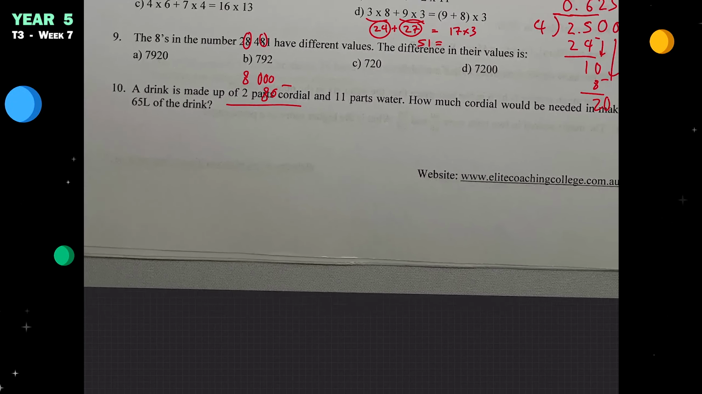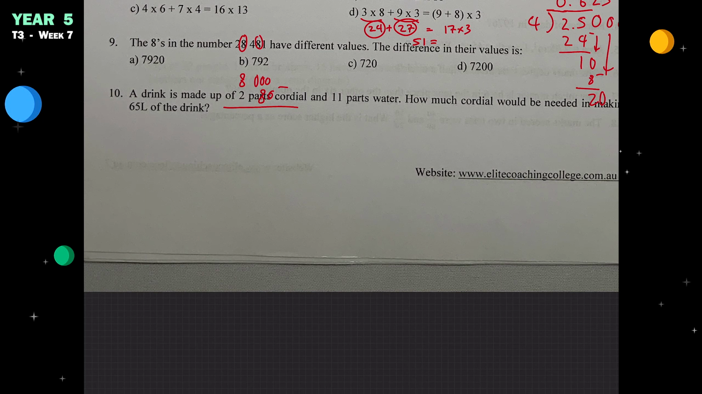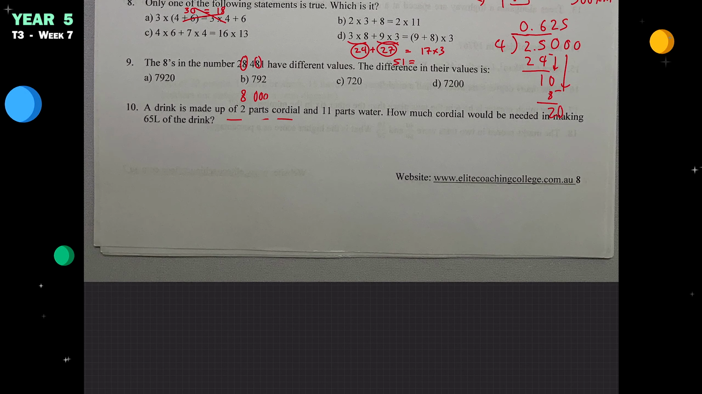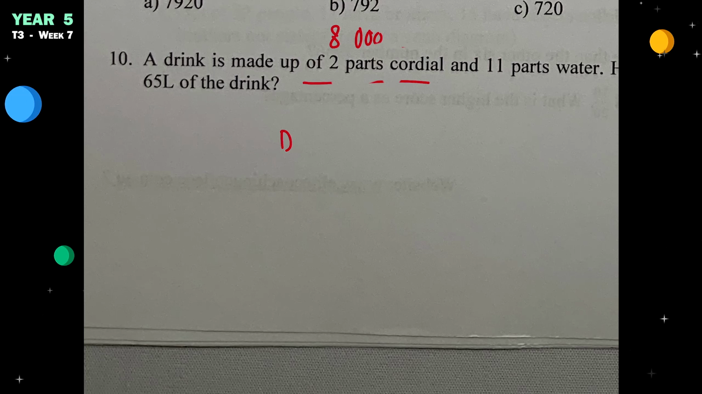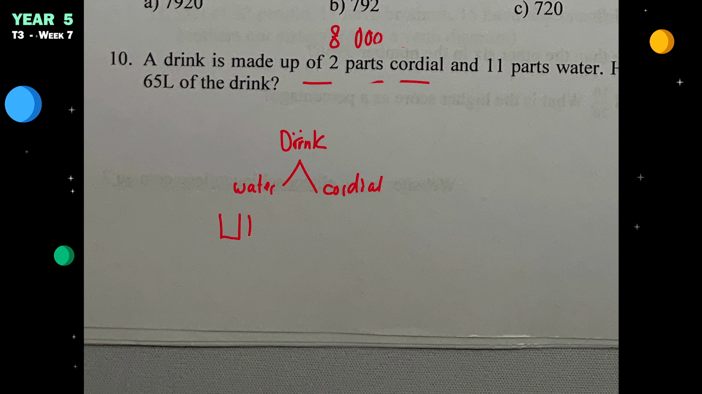It says a drink is made up of 2 parts cordial and 11 parts water. How much cordial will be needed in making 65 liters of drink? So here's a drink. Oh, I even spelled drink wrong. Okay, so it's made up of 2 parts cordial. So this is cordial and water. And water is 11 parts. Oh my god, I've got to draw 11. Okay, that's fine.